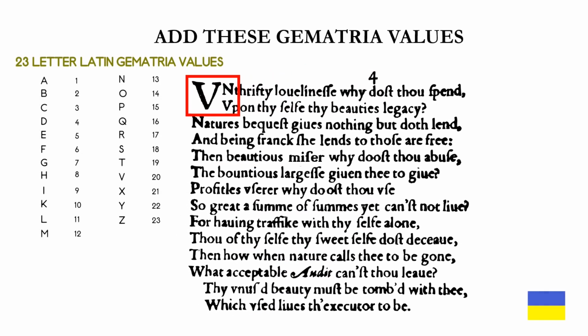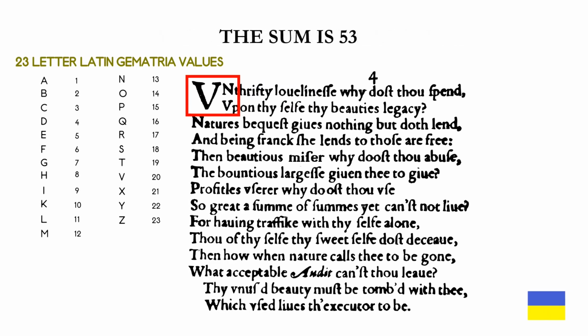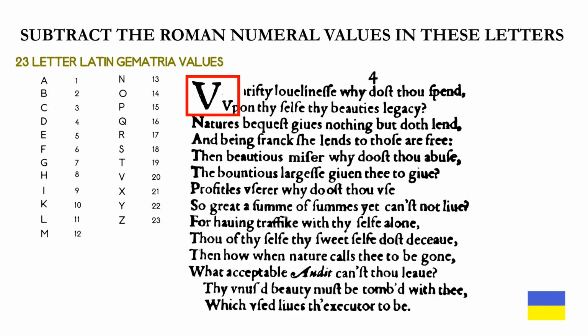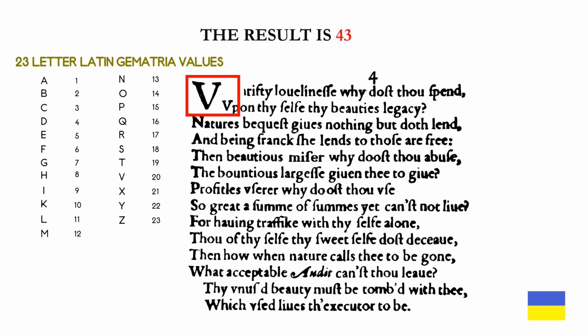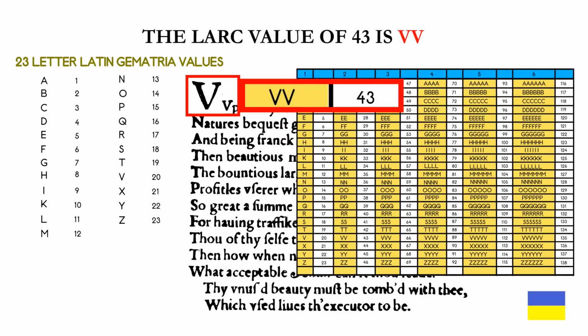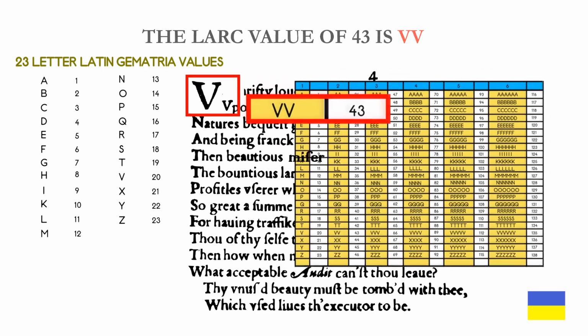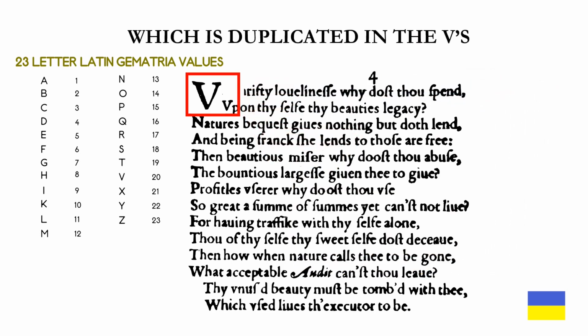Let's add these gematria values, V and V, from the first 2 lines of the sonnet. The sum is 53. When we subtract the Roman numeral values in these letters, the 2 uppercase V's, the result is 43. The Latin alphabet repeating count value of 43 is VV, which is duplicated in the 2 V's that we see at the beginning of the poem.